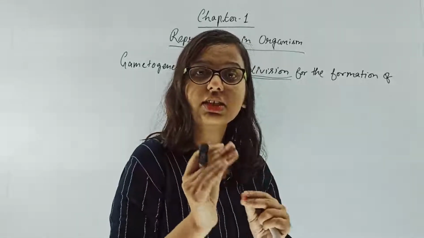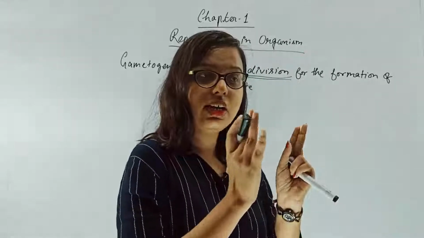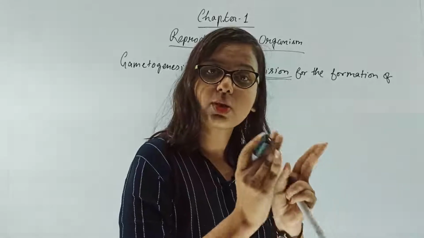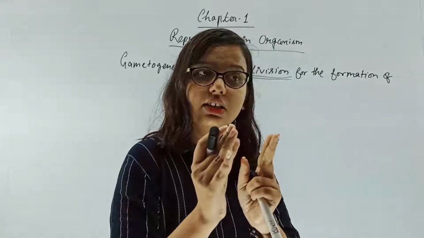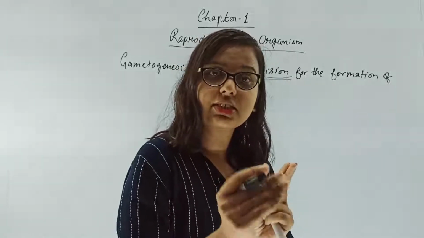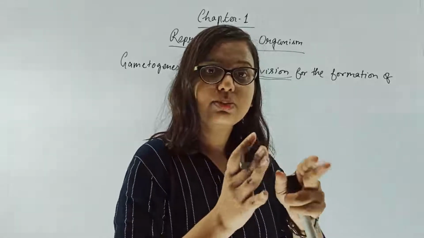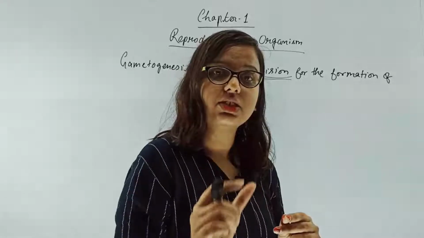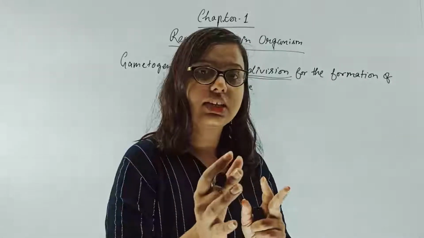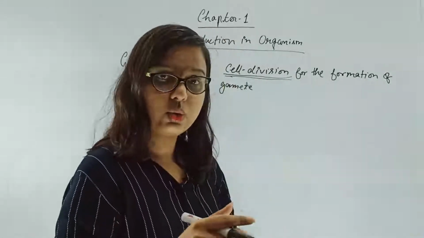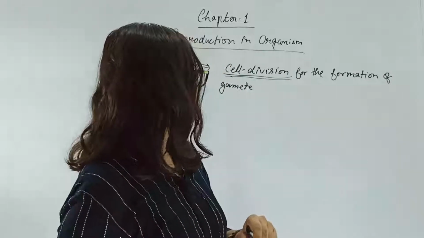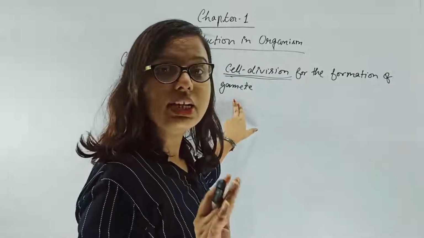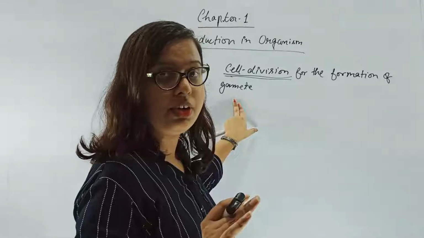Whereas in mitosis, if one organism has 26 chromosomes in one cell, then when mitosis takes place in that particular cell, both the daughter cells will have 26 chromosomes each. There will be no reduction in the number of chromosomes. So there are two types of cell division. Now let us see what type of cell division happens in case of gamete formation.